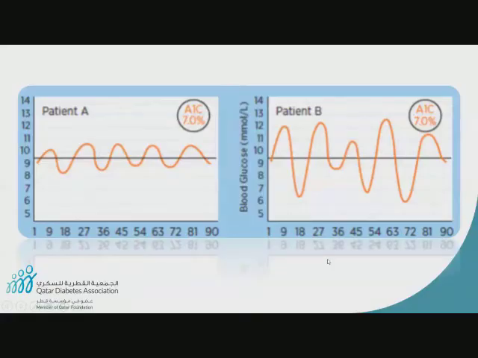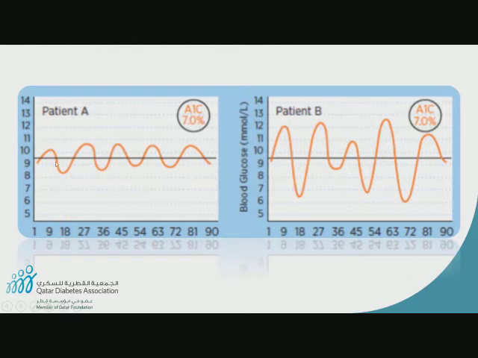Now, let's take a look at these two graphs. We have one on the left, which is patient A, and the one on the right is patient B. Both patient A and patient B have an A1C of 7%, which is good for us. The row below shows the number of days from day 1 till day 90, which is a 3-month period. And the column shows the level of blood glucose.